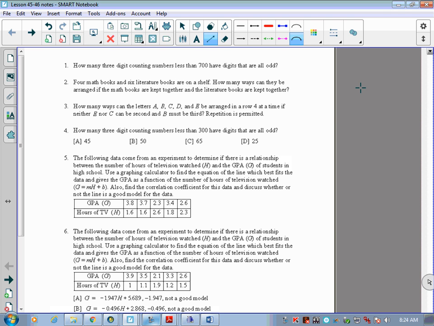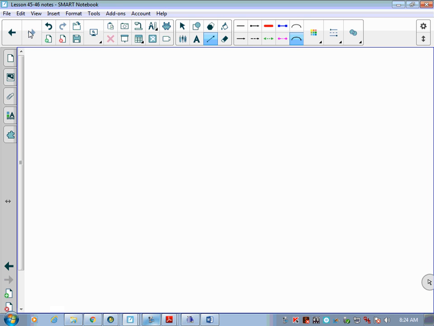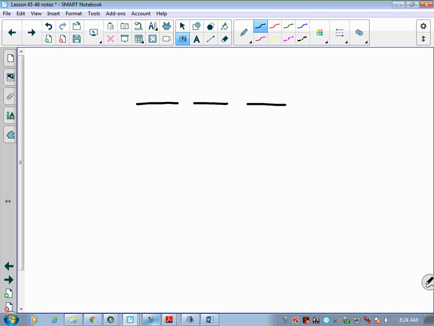So the easiest way to do a lot of this stuff in lesson 45 is just to look at the questions that we have. For instance, it says how many three-digit counting numbers less than 700 have digits that are all odd. So if you've got that page up, I'm going to scroll over to a blank page. Okay, and I want you to think about this here for a little bit. It says how many three-digit counting numbers. So I'm going to make 3 spaces, because I need a three-digit counting number, which means we're not working with a decimal, we're not working with fractions, we're working with whole real numbers, okay? How many three-digit counting numbers less than 700 have digits that are all odd?